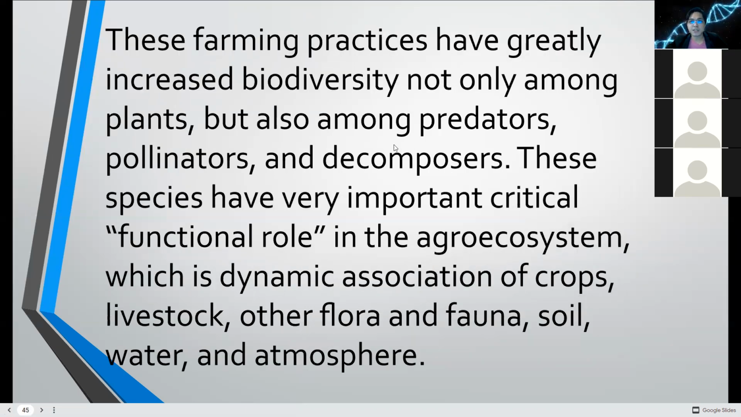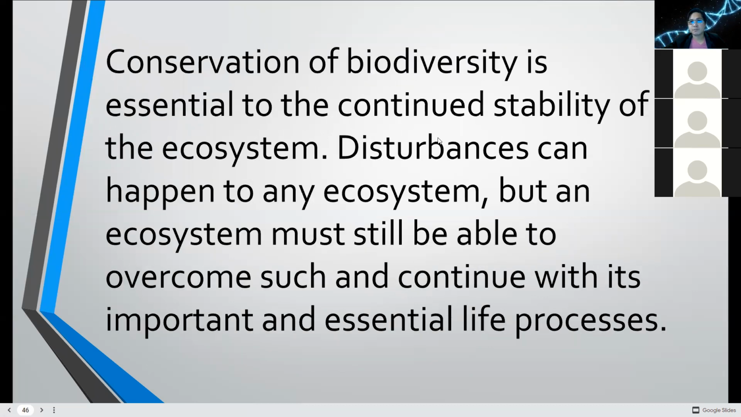These farming practices have greatly increased biodiversity not only among plants but also among predators, okay, pollinators and decomposers. These species have a very important, critical role in the agroecosystem, which is a dynamic association of crops, livestock, other flora and fauna. Flora means plants, fauna means animals, soil, water, and atmosphere, of course.